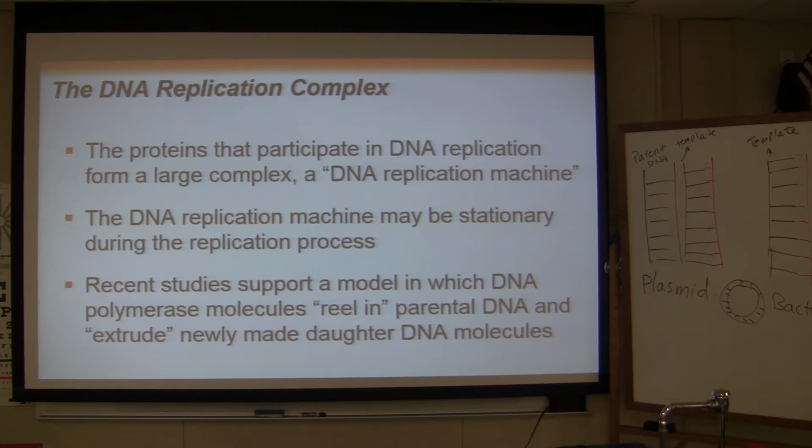Okay, the DNA replication complex: the proteins that participate in DNA replication form a large DNA replication machine. The DNA replication machine may be stationary during the replication process.